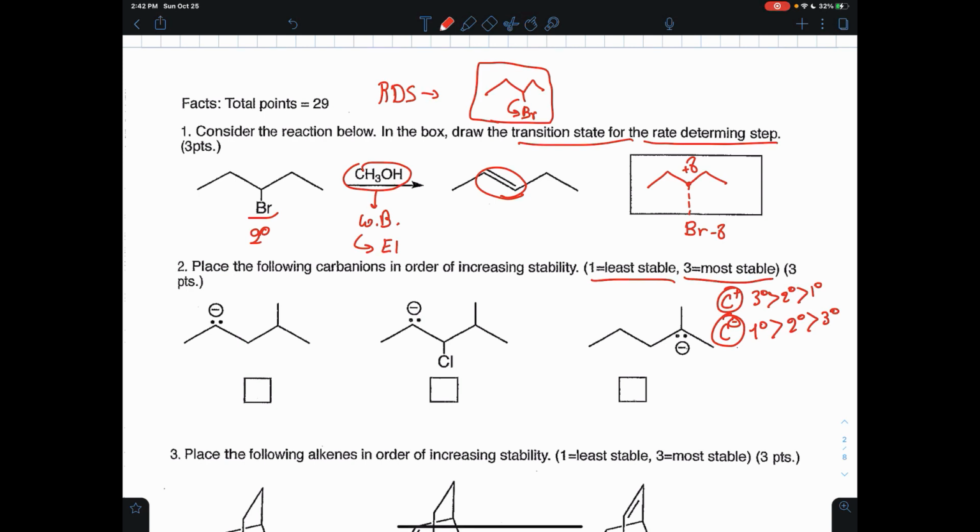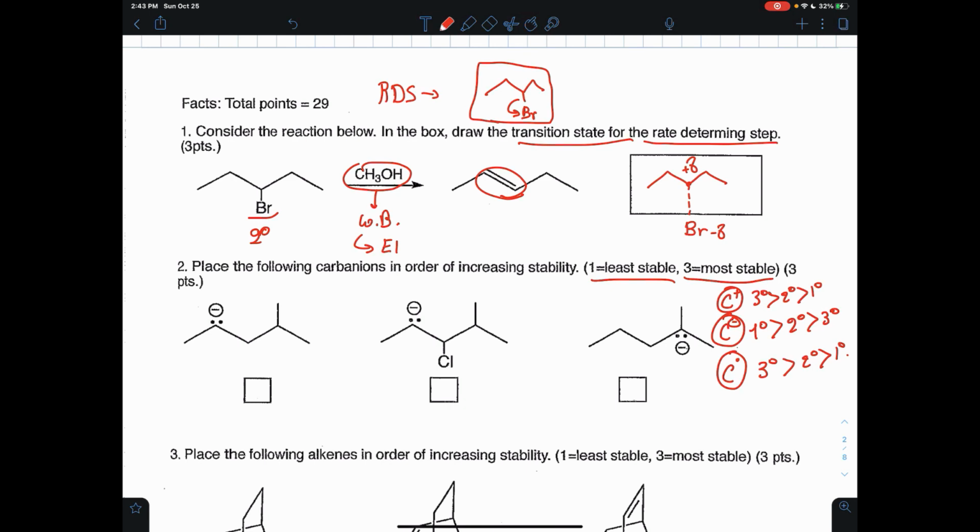I should also mention the radicals that we'll encounter later on. We actually encountered them before when we did test one, but I'm going to mention them again here. So for radicals, it's like carbon cations: the stability is tertiary better than secondary, which is better than primary. Now let's compare all three of these.